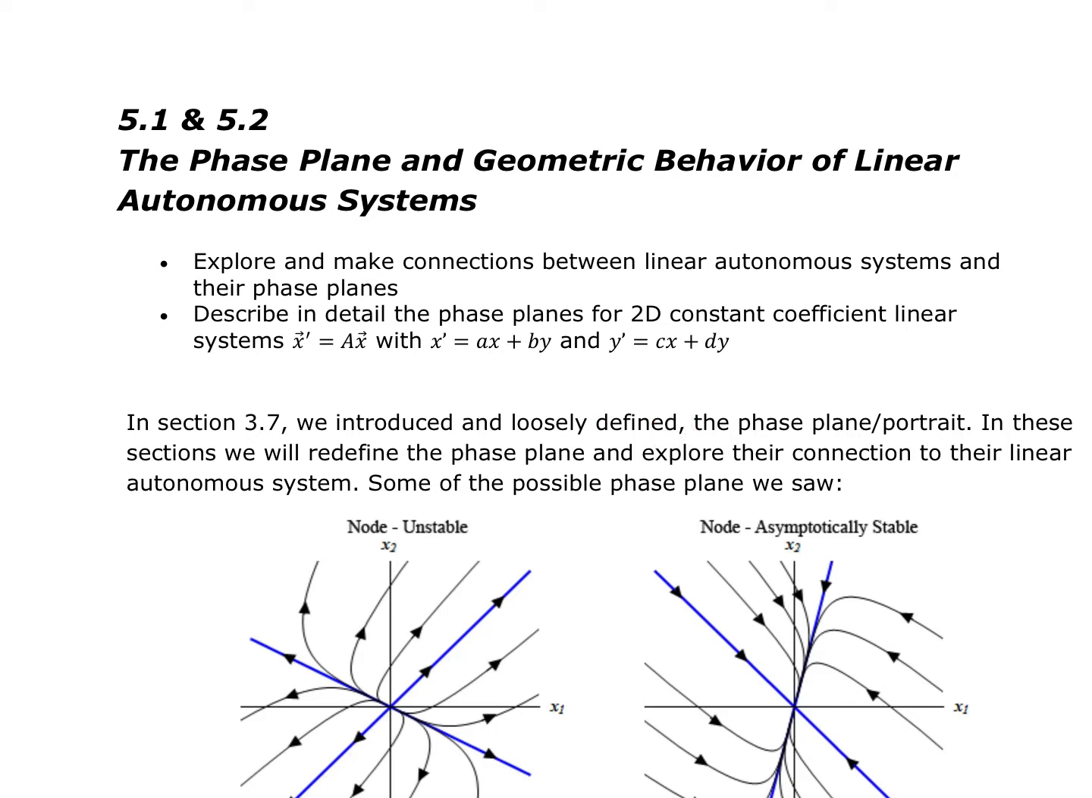Now in 3.7, we started to talk about the phase plane and the portrait, but we didn't really go into depth, and I said we're going to worry about it later. Now in these sections, we're going to redefine the phase plane and explore the connections that they have to their linear autonomous systems. And some of the possible phase planes we saw in 3.7 look like this.